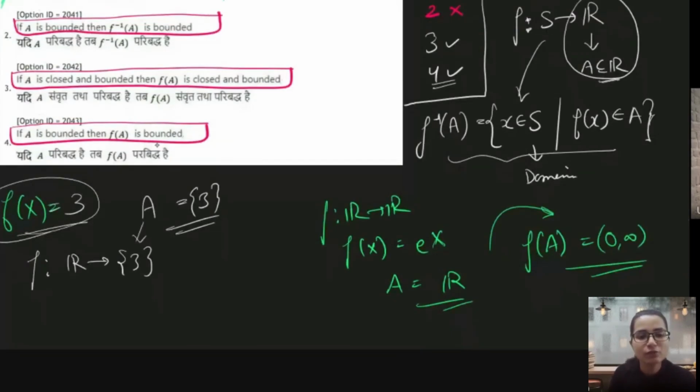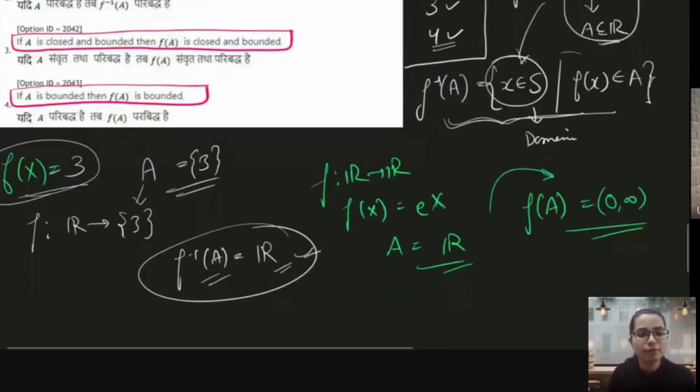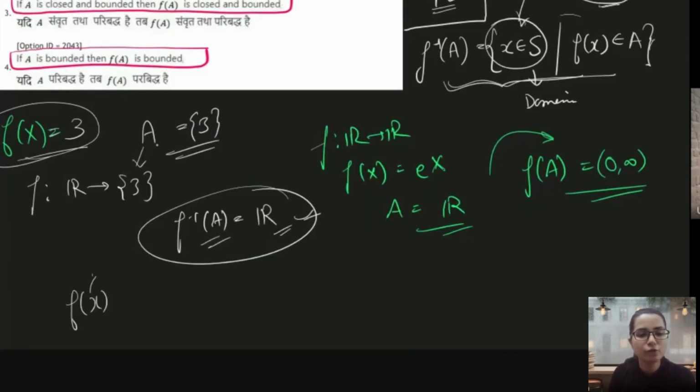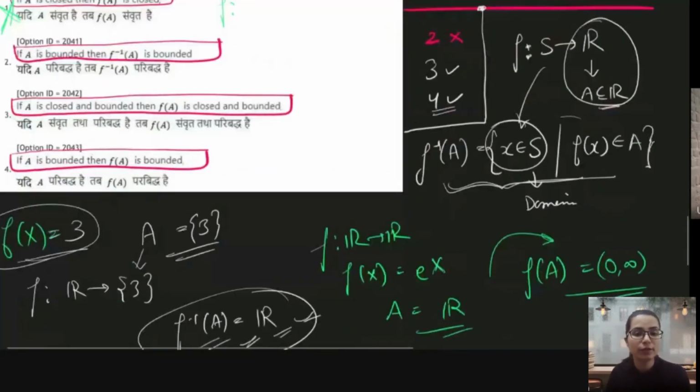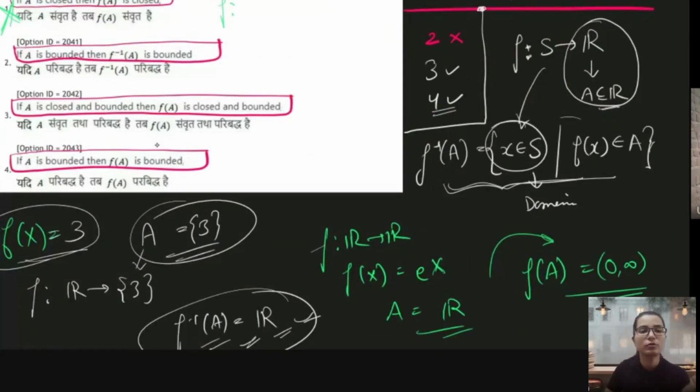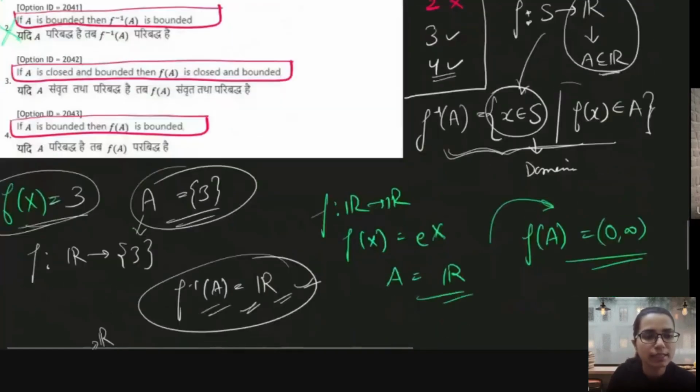The inverse image, f inverse of A, will be R, because all the real numbers give you the answer 3. The inverse image's definition is all the points that give you this answer. So the inverse image will be the whole of R, because whenever you put in any real number, you always get 3. But your A was bounded, and the real numbers are not bounded. So this option is incorrect. They are asking us the correct option, right? Yes, correct options. So first and second are not correct.